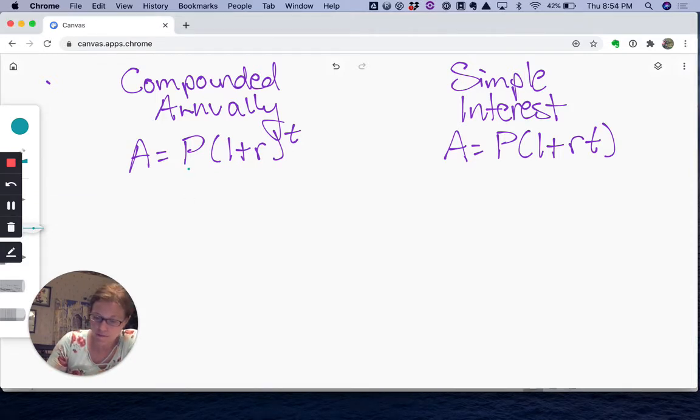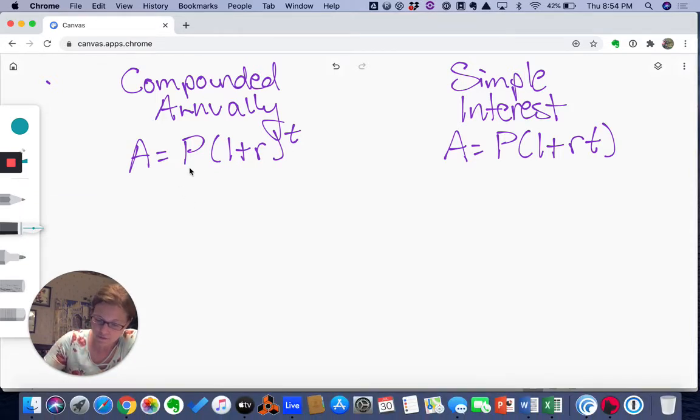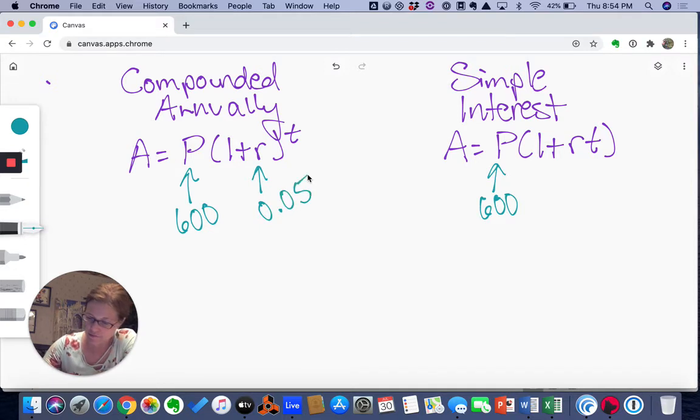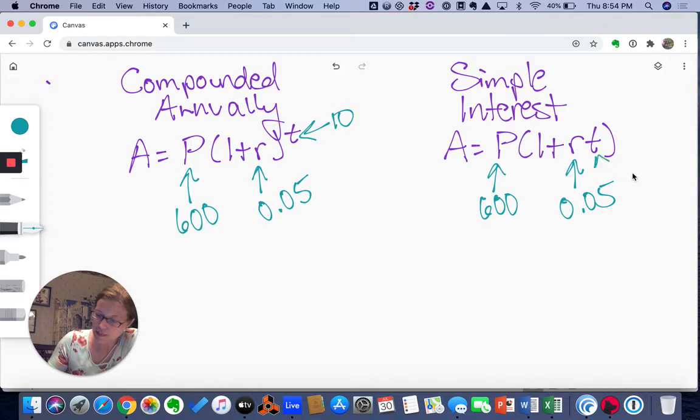So for the compounded annually, our principal is $600. Same thing for simple interest. My interest rate is 5%. Now, to fill in this table, the first one I want to know is after 10 years. So I'm plugging in 10 for T.